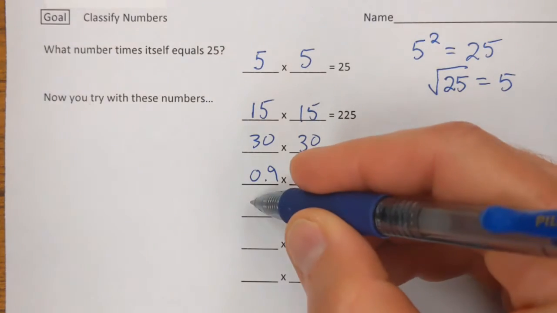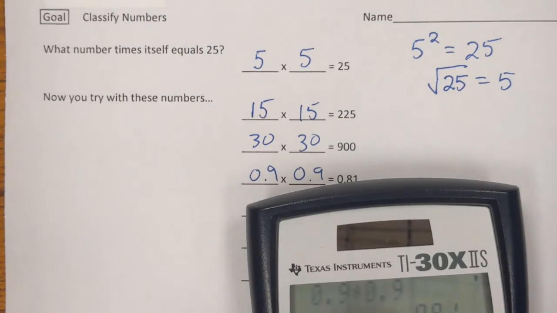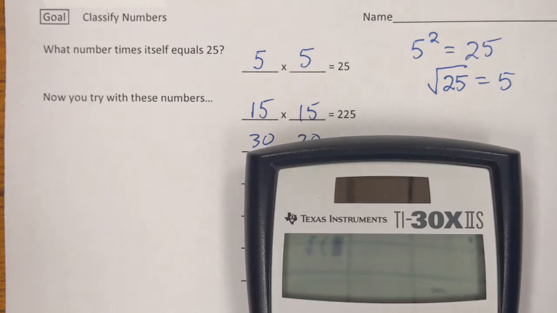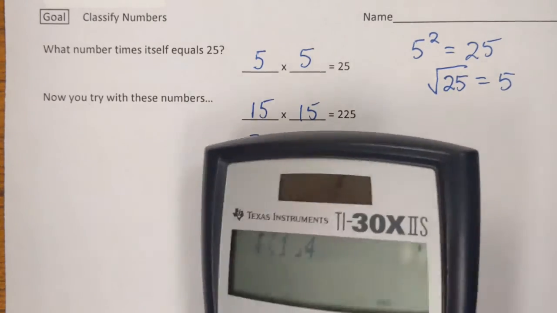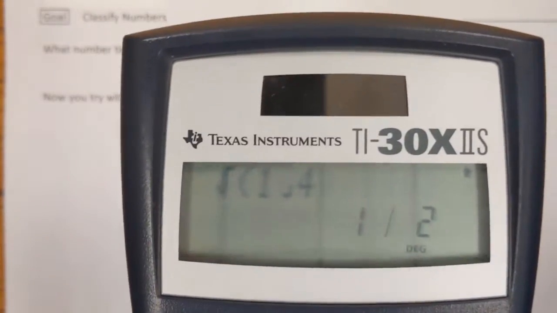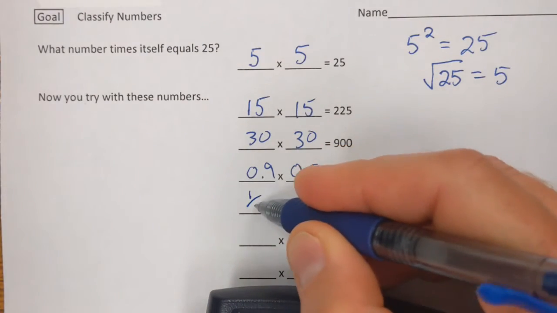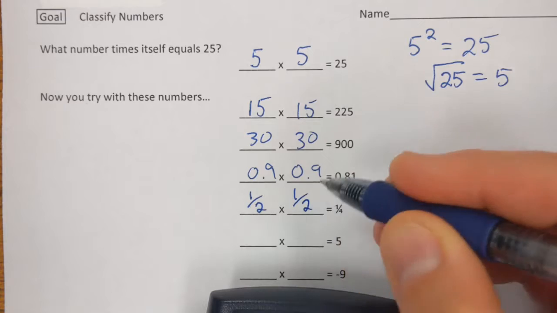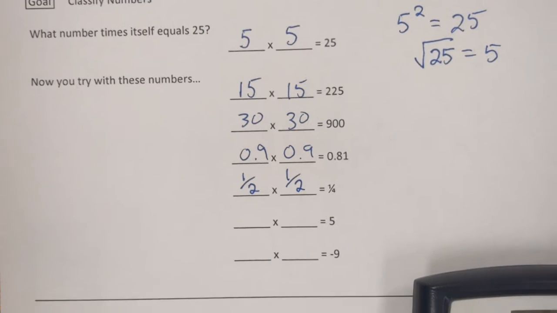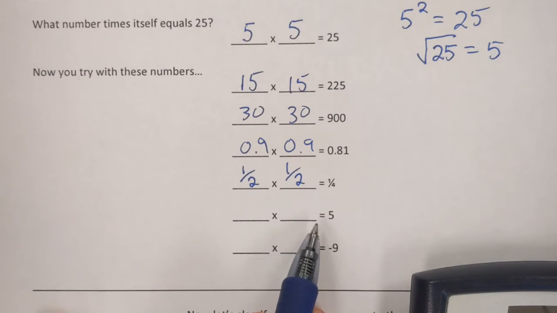Now here with the fraction, I'm kind of lucky. I have a fraction calculator. If I do the square root of 1/4, it comes out in my calculator as the fraction 1/2. Although you could also have written it as a decimal, 0.5. That works as well. So all those are pretty smooth sailing until we get to here.